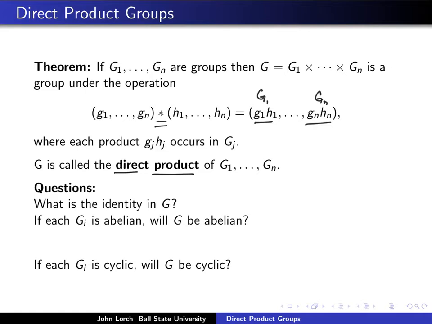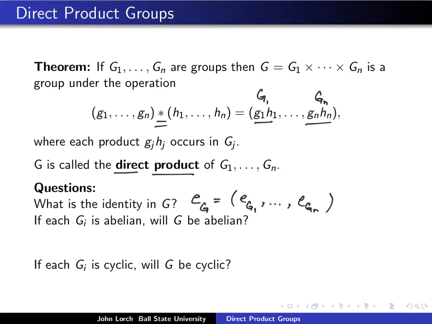So for the identity in capital G, since the operation is a component-wise operation, we would expect the identity to be just the tuple that we form from the identities that we get from each one of these individual groups. So the identity in G1 would be the first component, and then the identity from G2, and so on.